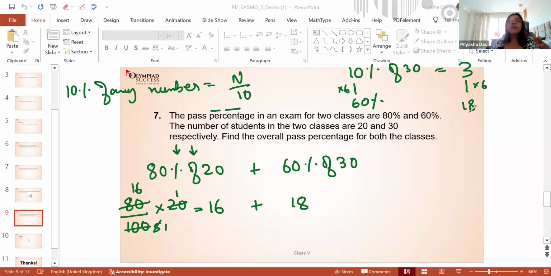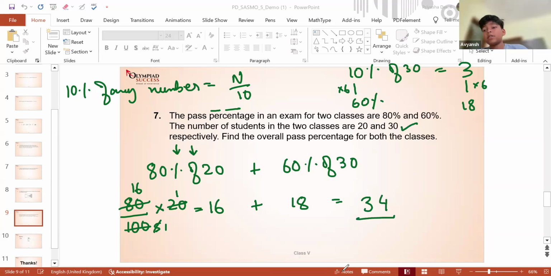Now, can you add up these two, the number of people who passed overall? How much is that? 16 plus 18? 34. That's wonderful. And how many total people are there? 50. Very good. And how do we find out the percentage of a fraction?